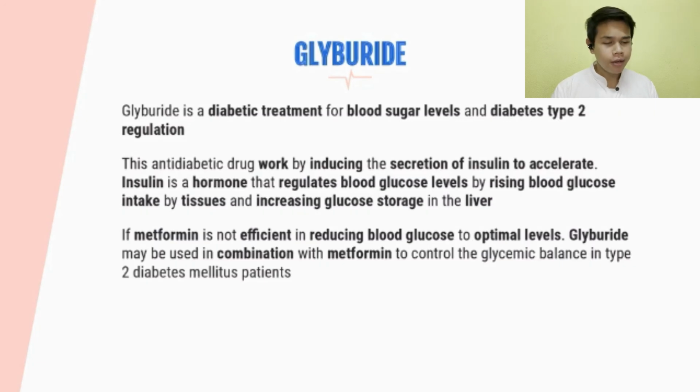Glyburide is a diabetic treatment for blood sugar levels and type 2 diabetes regulation. This anti-diabetic drug works by inducing the secretion of insulin. Insulin is a hormone that regulates blood glucose level by raising glucose intake by tissues and increasing glucose storage in the liver. If metformin is not efficient enough in reducing blood glucose to the optimal level, glyburide may be used in combination with metformin to control the glycemic balance in type 2 diabetes mellitus patients.